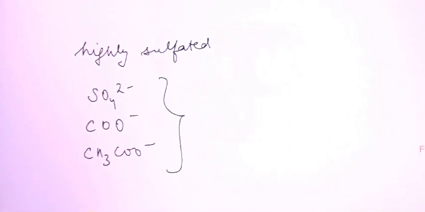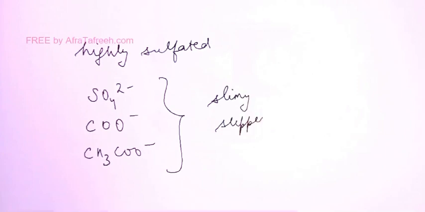Because of this negative charge, this negative charge will repel each other, giving them slimy and slippery nature. So because of negative charge, they are slimy and slippery. And this negative charge is coming from sulfate, carboxy and acetyl groups. And because of slimy and slippery nature, therefore they are present in mucous secretions and known as mucopolysaccharides.